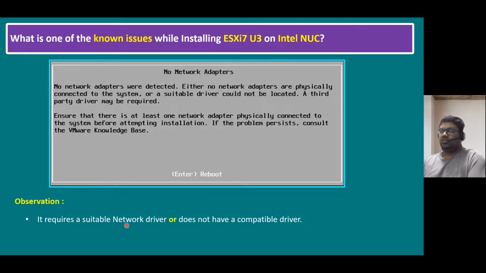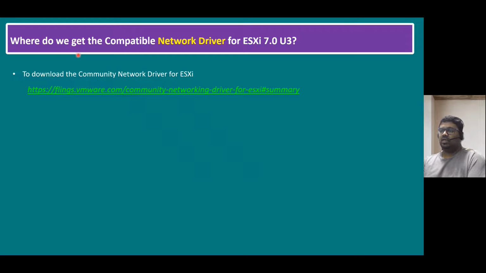First we need a driver, so where can we get the network driver? VMware already provides a community website, flings.vmware.com. Here we can get it. So the question is, where do we get the compatible network driver for ESXi 7.0 update 3? To download the community network driver, this is the link, and later I will copy these links into our video description. If you want, you can use these links. This link will provide you a community network driver for ESXi.